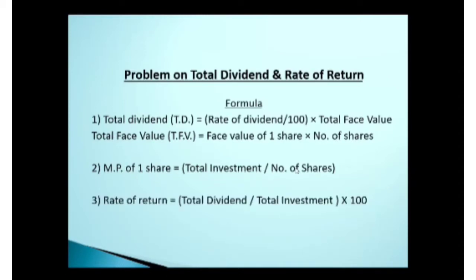Then the third formula will be rate of return on the investment, and that is given as equal to total dividend divided by total investment into 100. So these are the three formulas that we are going to use for the day, and we will try to solve the problems on it. Right. So let us see what are the problems after this. First of all, take down these three formulas.